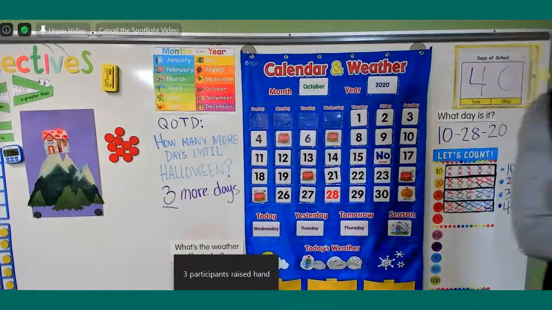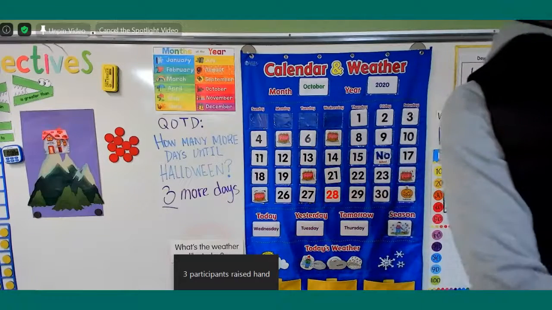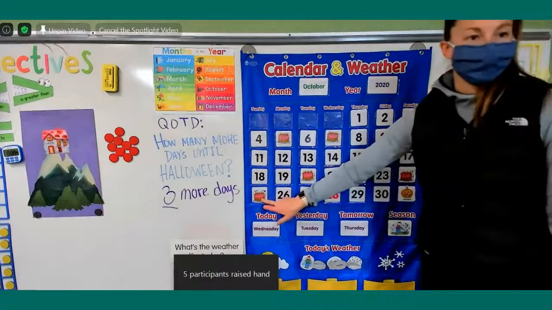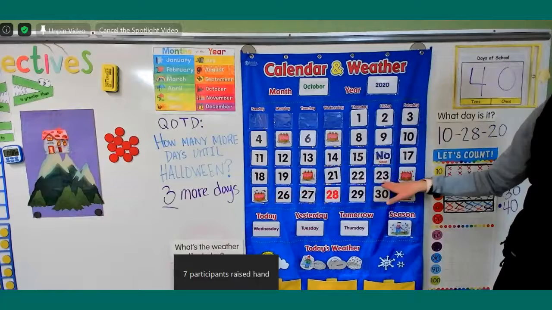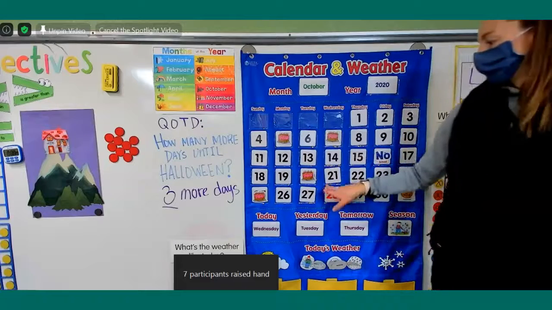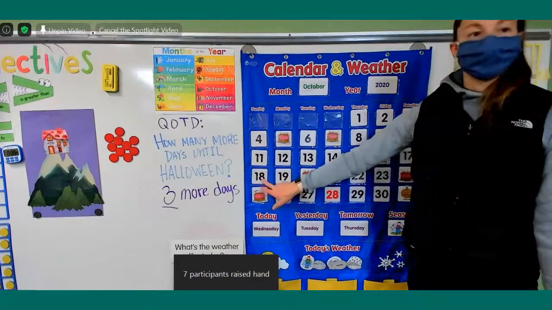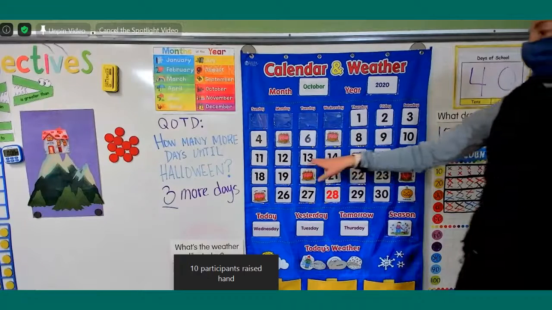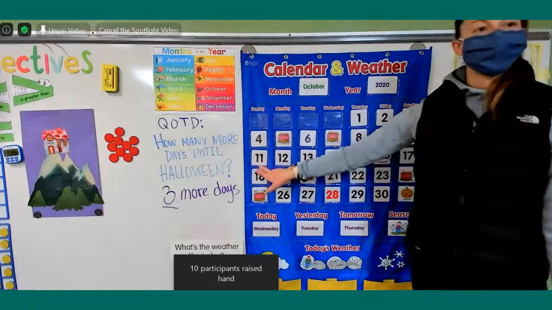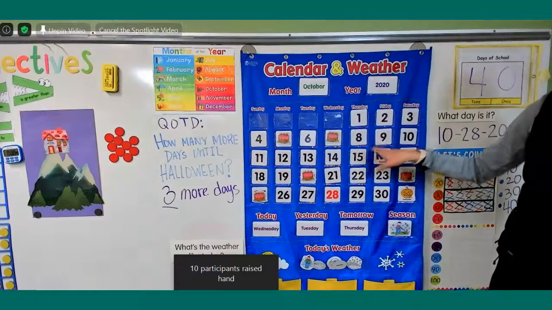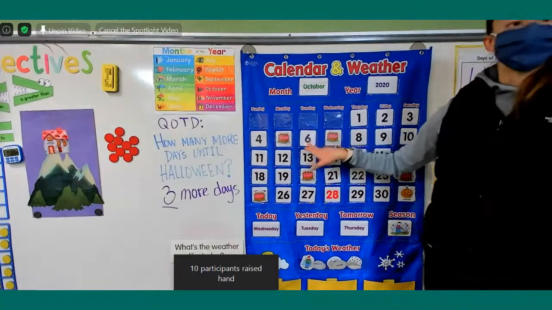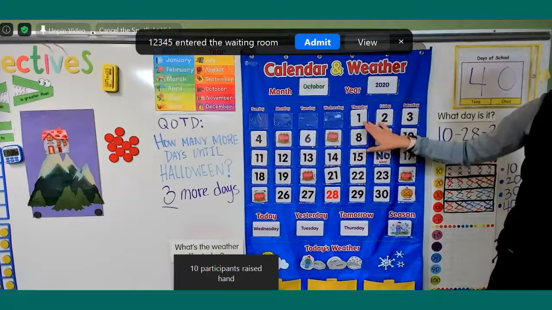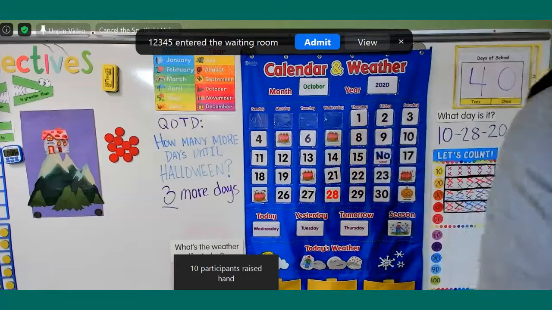Go ahead and look out your window and meet me back in 30 seconds. 29, 28, 27, 26, 25, 24, 23, 22, 21, 20, 19, 18, 17, 16, 15, 14, 13, 12, 11, 10, 9, 8, 7, 6, 5, 4, 3, 2, 1, 0. Looking for a hand raised.